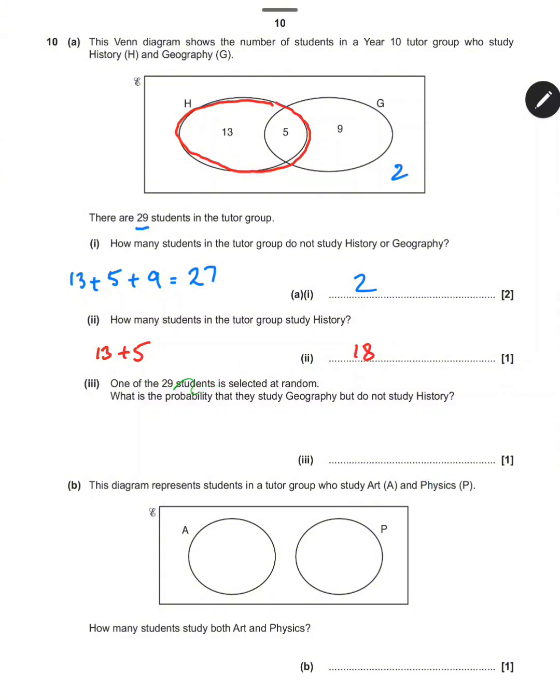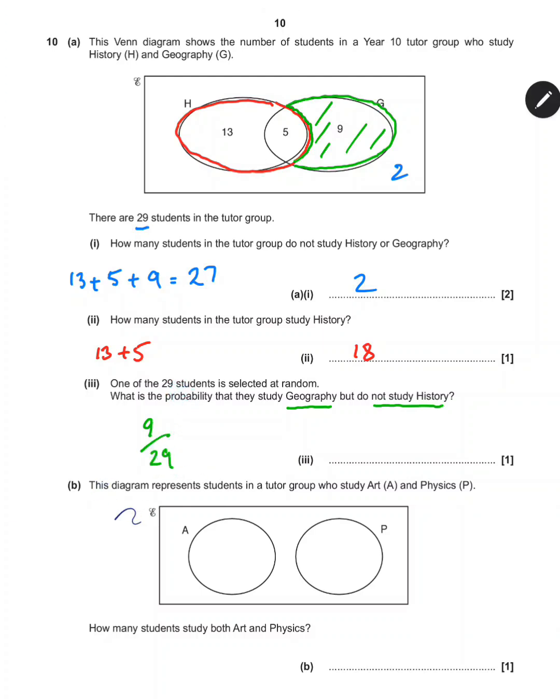Part 3 says one of the 29 students is selected at random. What's the probability that they study geography but not history? So geography but not history. Well, this circle is geography. Those people in the middle study history as well. So I don't want those. I just want these 9 students, geography but not history. So that would be 9 people out of everybody, 29.